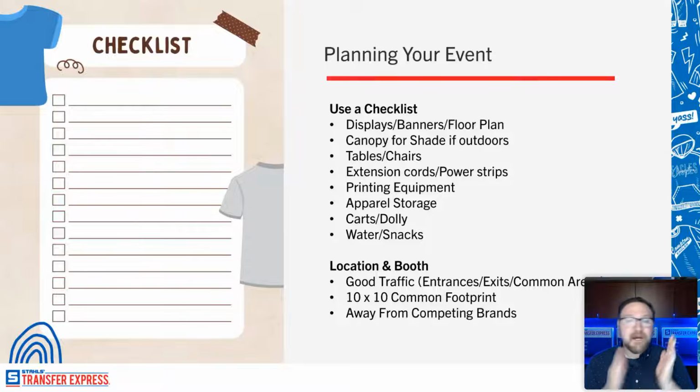So another thing to think about when you're planning your event, aside from the checklist, is asking about the location of your booth. If you could try to pick one near an entrance or an exit, or a common area, food court, or something else, a congregating point. If there's a stage with music right there, or a little pop-up bar set up, try to post up near those because that's where you're going to get the best traffic.